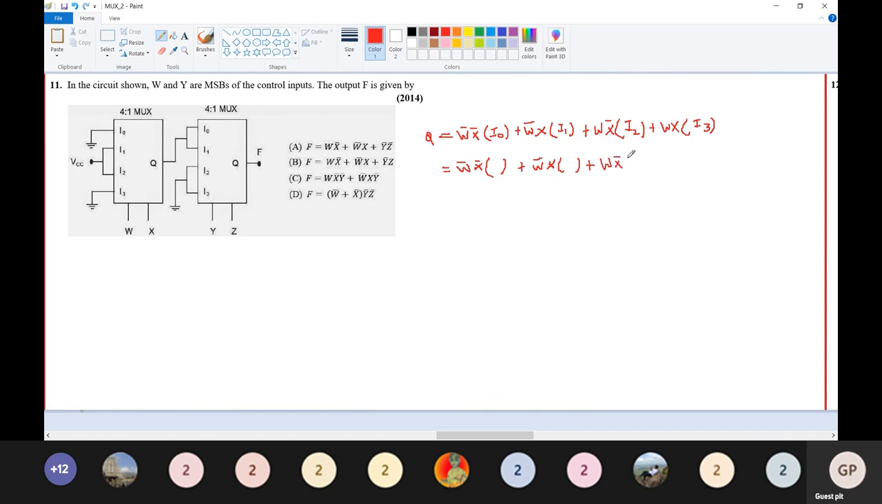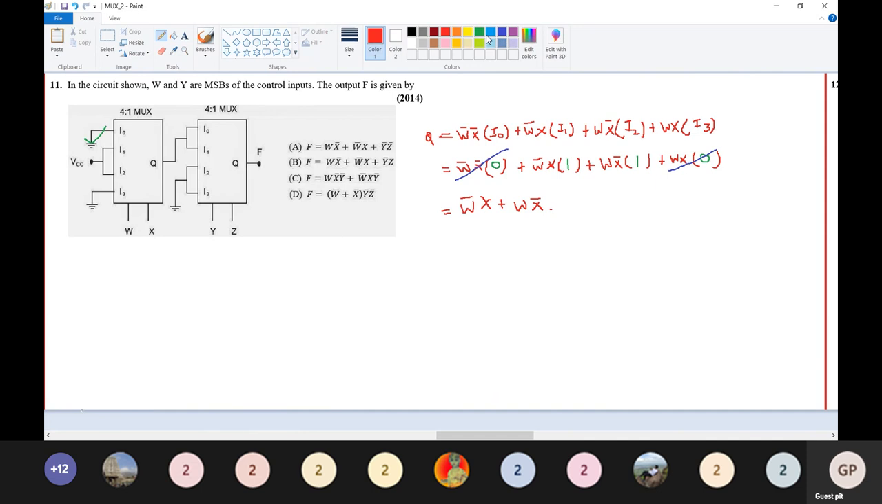W dash plus W. Okay. So now we'll write the corresponding input values. The I naught value here is grounded, so it is 0. The I1 value is VCC, that is plus 5 volt, which is nothing but 1. For I2 also VCC, it is 1. And I3 is grounded, so that will be 0. So this gets cancelled, this becomes 0. Therefore it is equal to W dash X plus W X dash. So we'll keep it as it is.